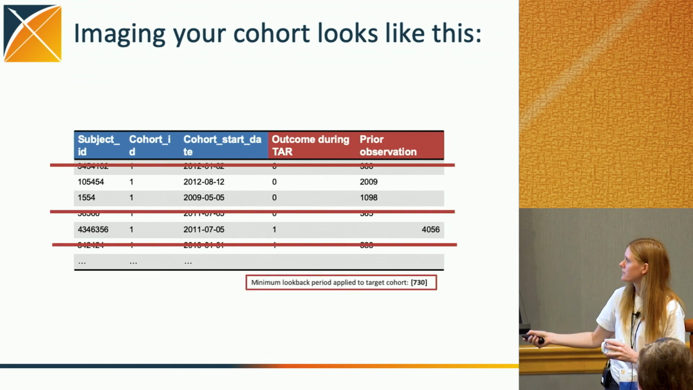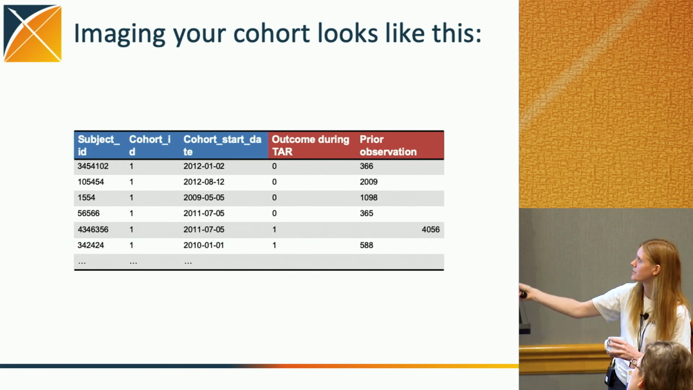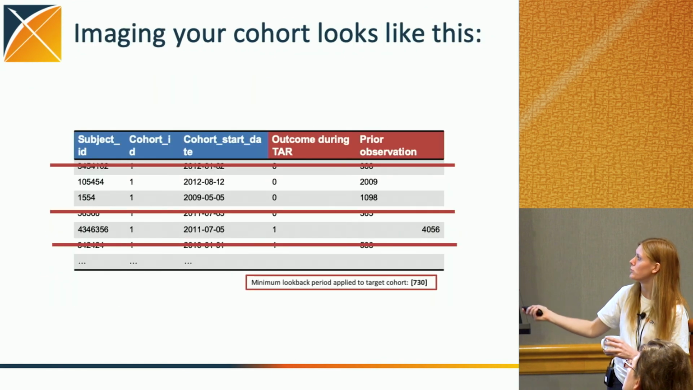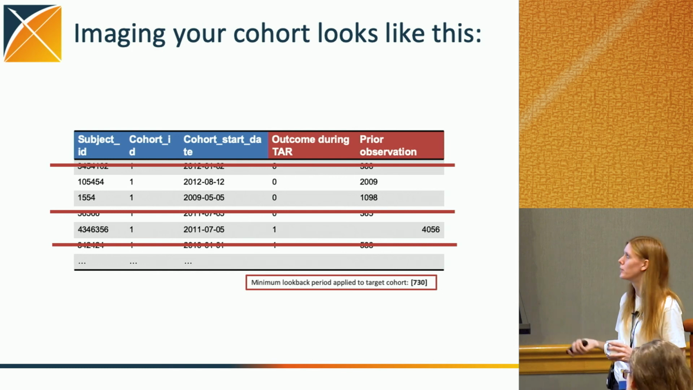So you could actually specify a different look back. In this case, I've made it a 2-year look back. So anyone whose prior observation was less than that, so these people were 366, 365, and 588 days, all within 1 year to 2 years that they joined prior to index, are now going to be removed. So this is a sensitivity that's quite nice. If you have more data, could you get a better model?